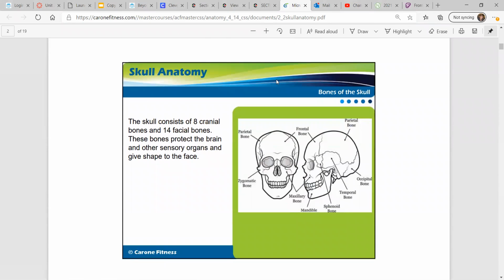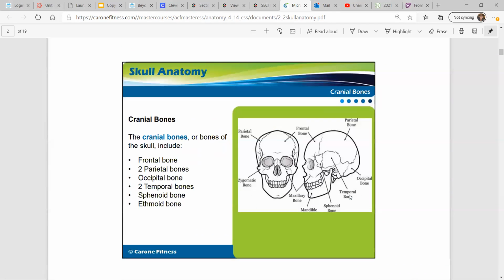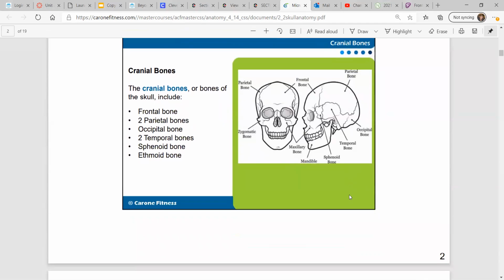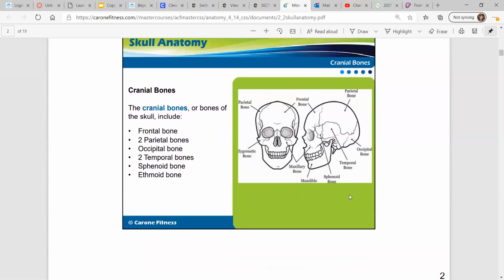The skull consists of 8 cranial bones and 14 facial bones. These bones protect the brain and other sensory organs and give shape to the face. So here you see the different bones and where they are all located. We're going to take a look at them later. So one by one, we'll start with the cranial bones.